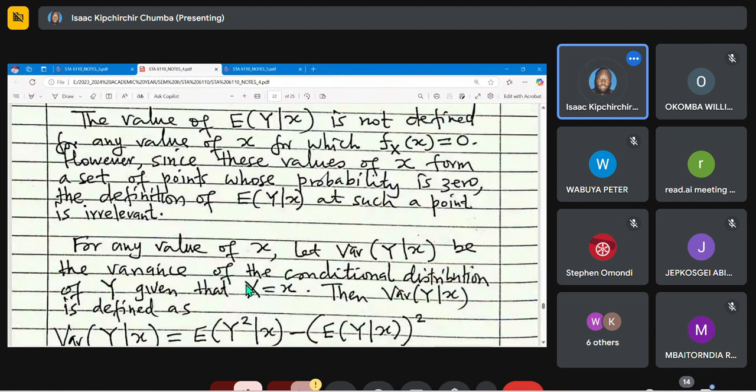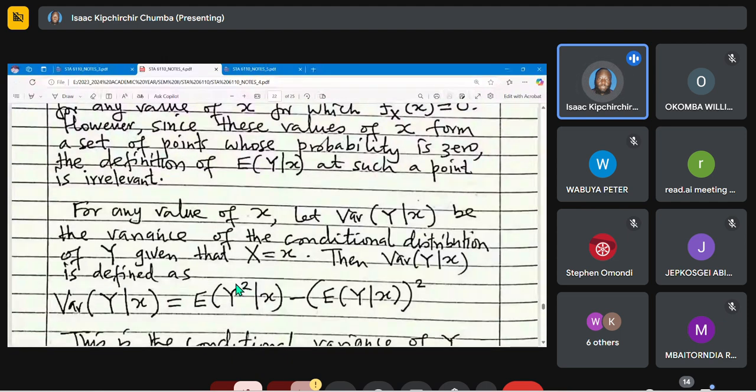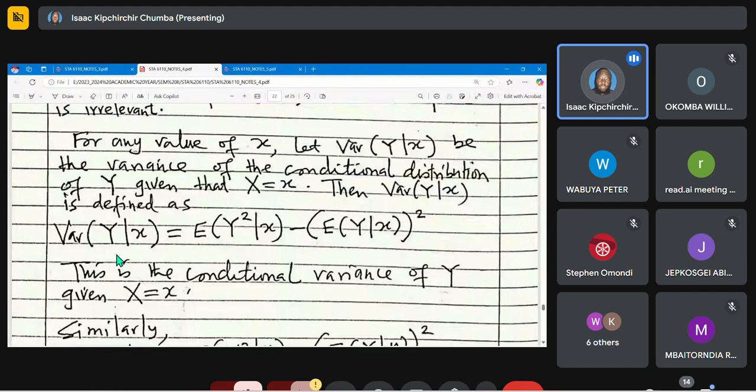Now, similarly, we can also do the same for the variance. For any value of small x, let var of y given x be the variance of the conditional distribution of y given that X equals x. Then var of y given x is defined as follows. It will follow the same formula as before. It's only that it's now conditional on x.